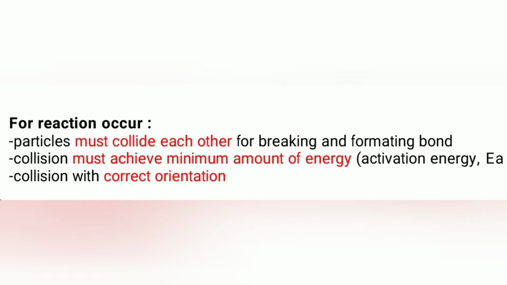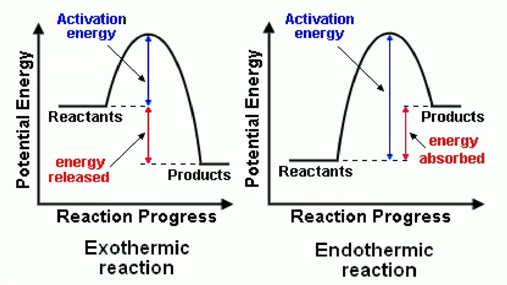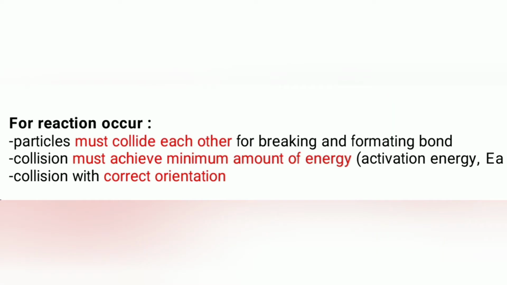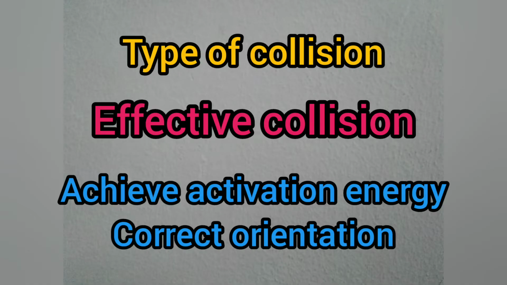But not all collisions will result in a reaction to form the products. According to the collision theory, only those collisions which achieve a minimum amount of energy called activation energy, and with the correct orientation, will result in reaction. These types of collisions are known as effective collisions.